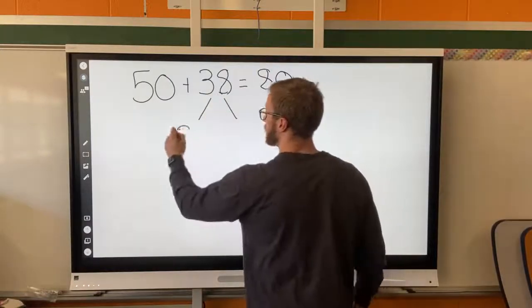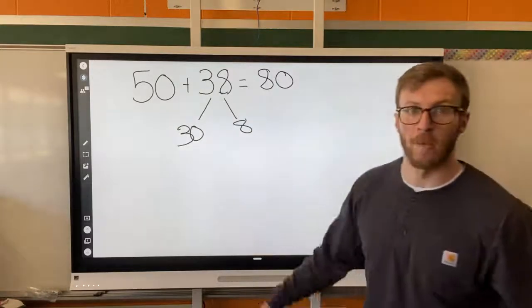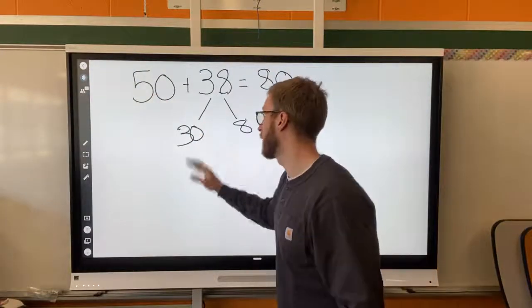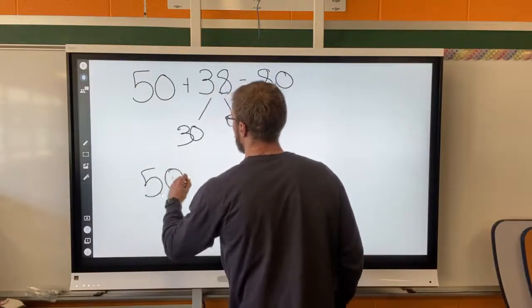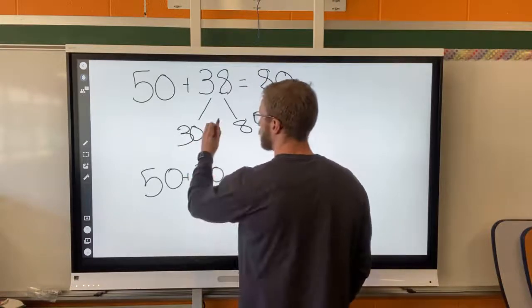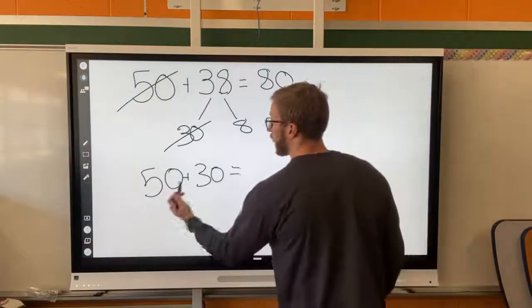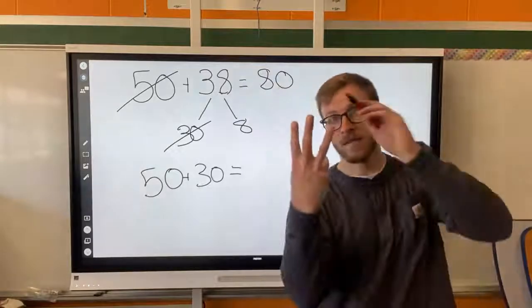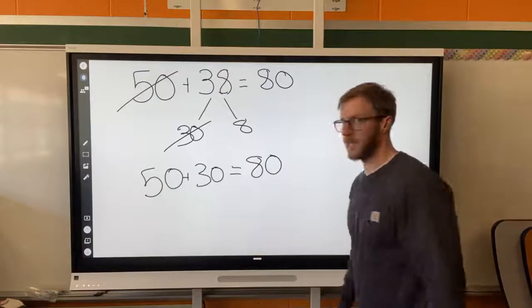3 tens I know is 30, and then 8 ones is just 8. Boom, now I can add my easy groups of tens. 5 tens plus 3 tens, right? We bring down the 5, so 50 plus, bring down that plus sign, bring down the 30. That's me using them, so I cross them out. 50 plus 30, or 5 tens plus 3 tens, or 5 plus 3. 5, 6, 7, 8. 5 tens, 3 tens, 8 tens. 8 tens is 80.